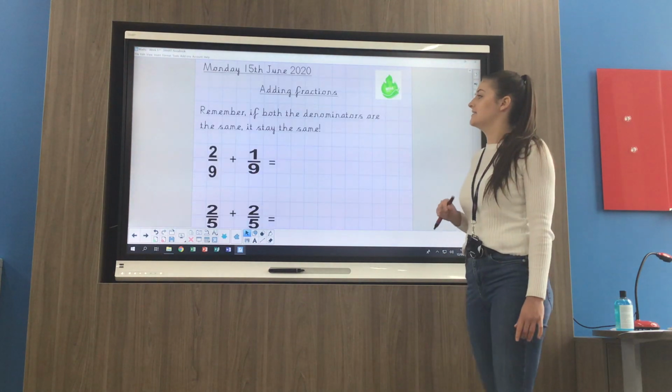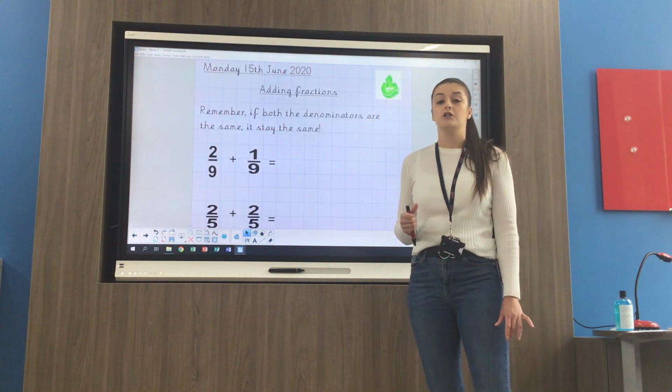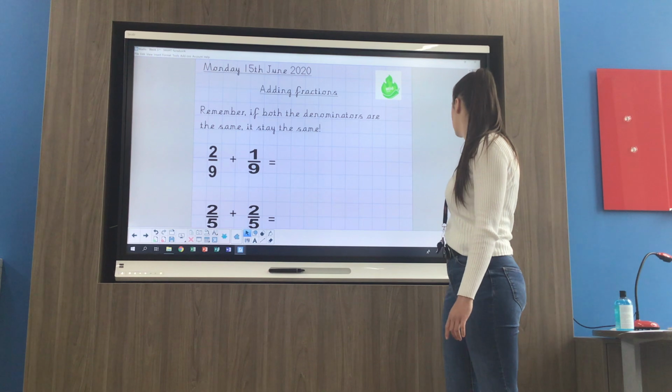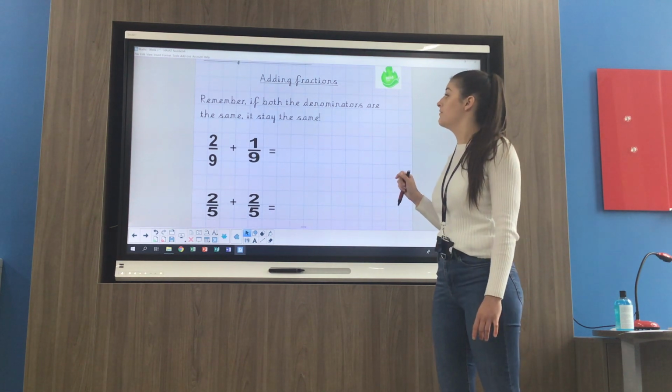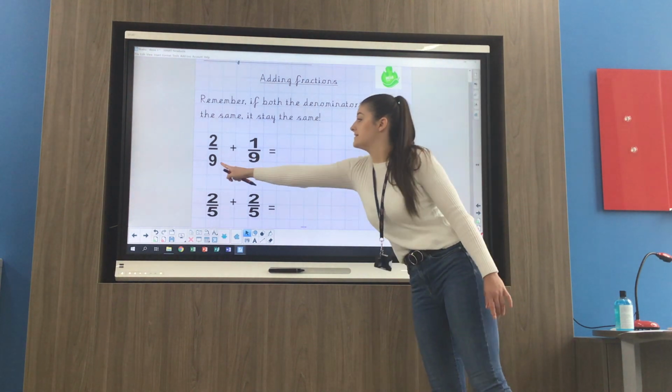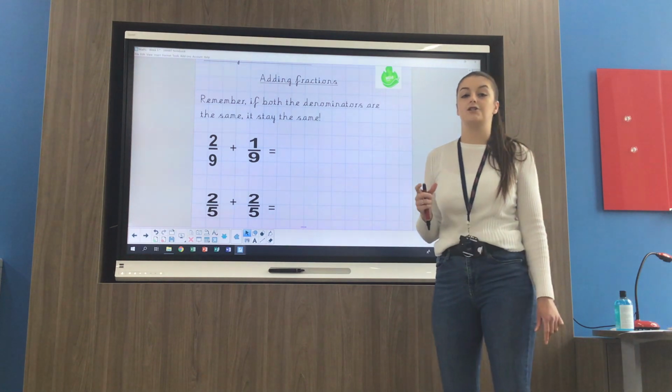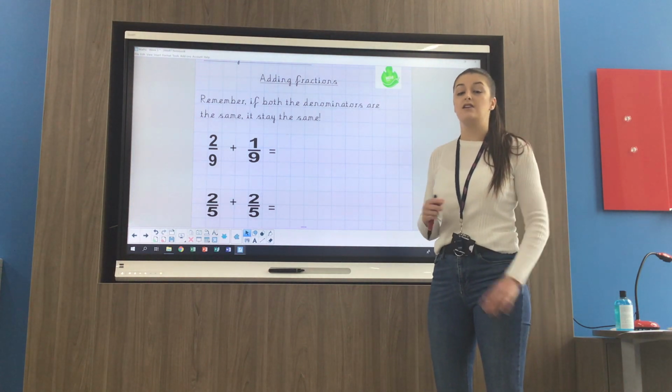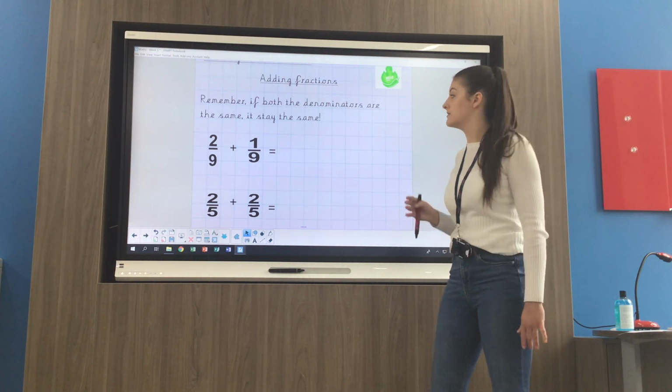Right, last activity then, you've got a bit of a challenge. You haven't got any pictures or bar models to help you with this one. But remember, if both denominators, my bottom number of the fraction, are the same, it's stubborn. So we've got to keep it the same.